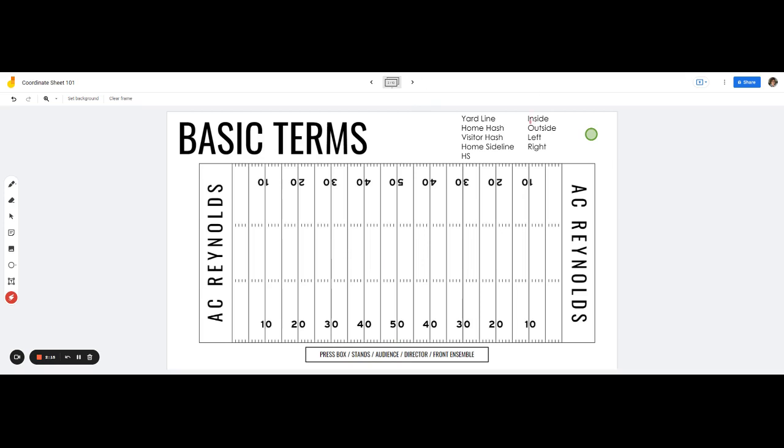Then we have two more terms, inside and outside. Inside means going towards the 50. Outside means going away from the 50. Then we have left and right. Again, it's written from the home side perspective. So when you're setting your coordinate sheet, you want to make sure that you are standing facing the back sideline, the visitor hash here. You want to face that direction, and that'll tell you to either go to the left side or the right side.